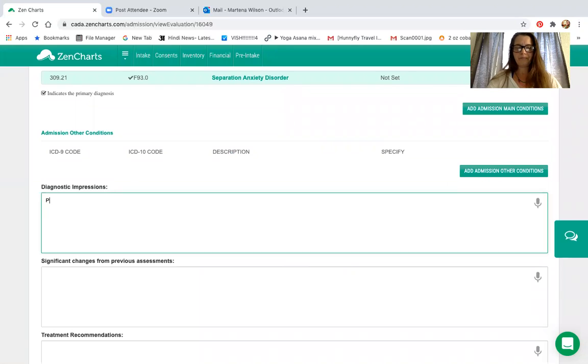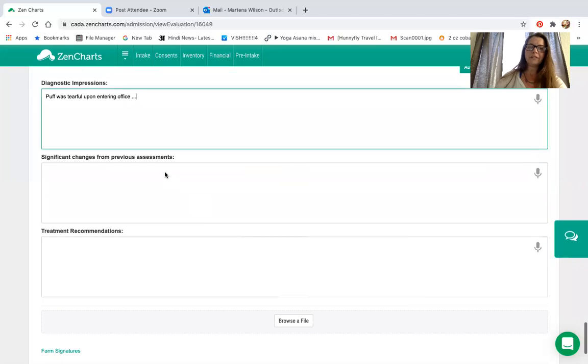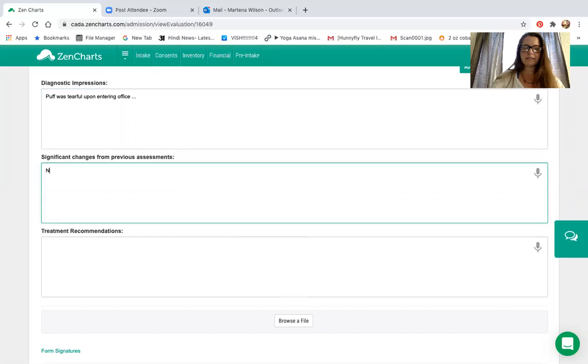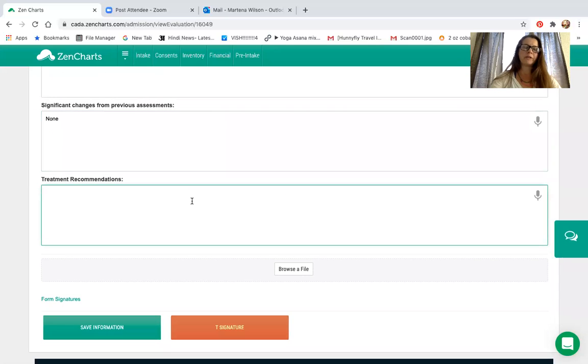What are your impressions? Puff was tearful upon entering the office. What did you see? What do you think as a clinician? Significant changes? Well, none, at least at this point, because you just met. Treatment recommendations: I'm going to work on gradual exposure to the classroom environment. What are you going to do? You're going to see Puff for weekly appointments. All right, save. Very important.